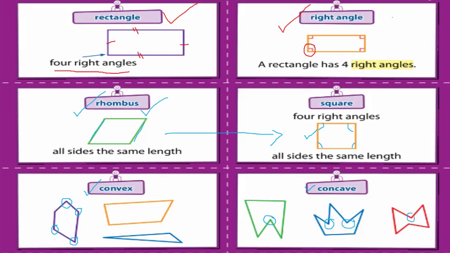Like in this shape, I have two angles pointing inward and 1, 2, 3, and 4, four angles pointing outward. So I have two angles pointing inward. So this polygon is concave. Whereas in this polygon, I don't have any angle pointing inward. All the angles are pointing outward. So this is called a convex polygon. Excellent.